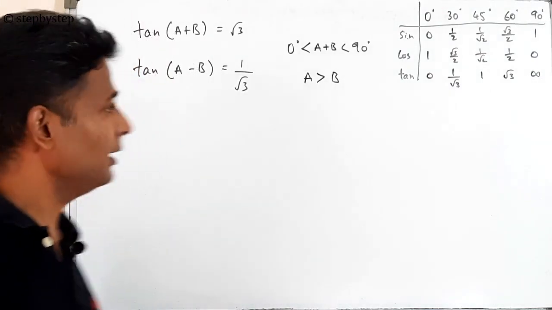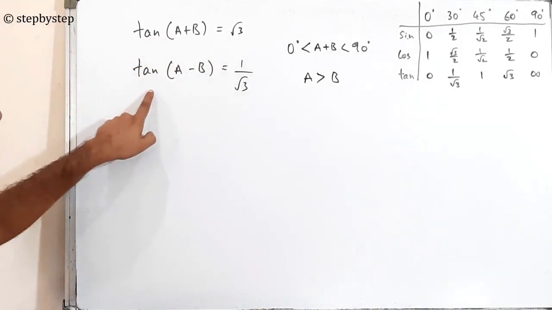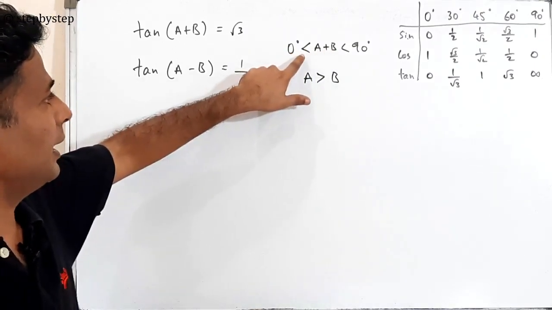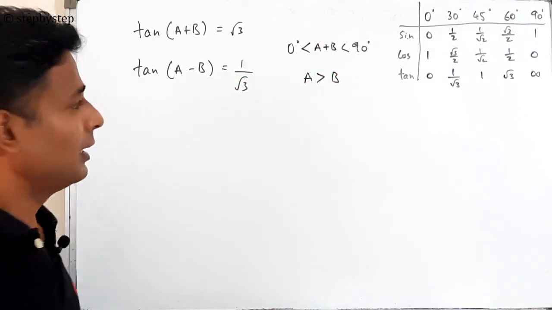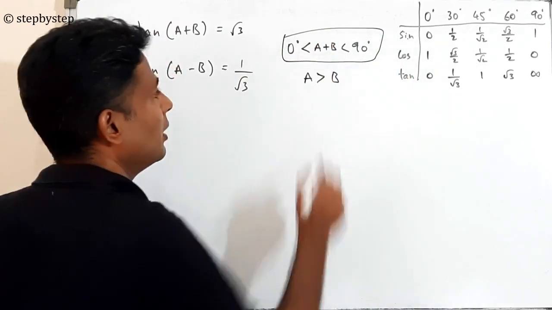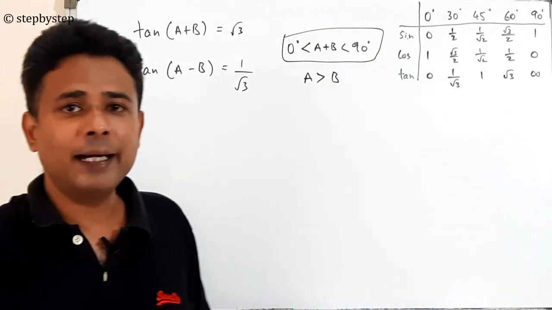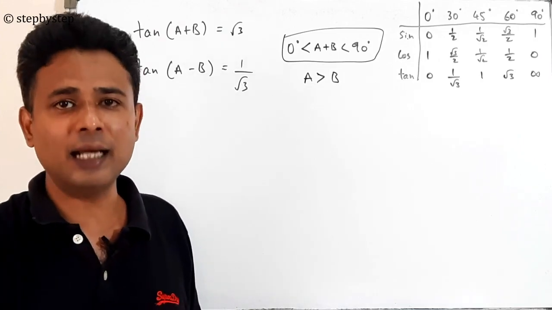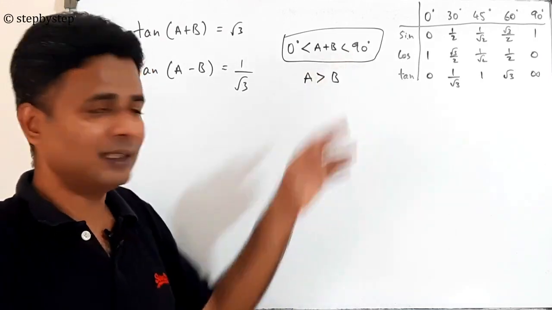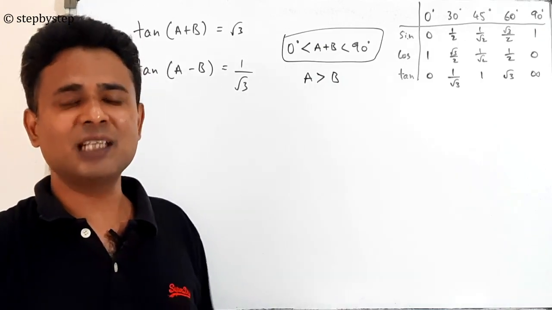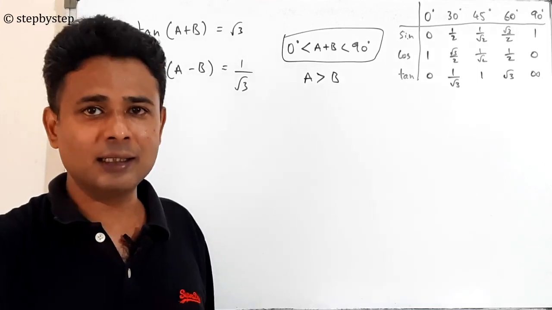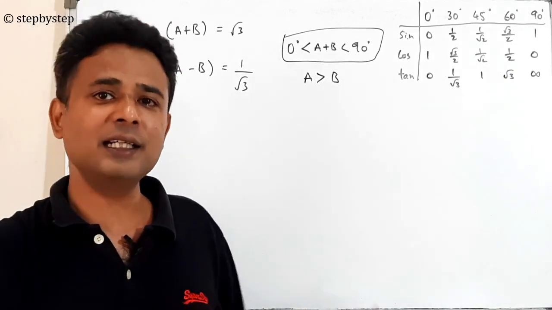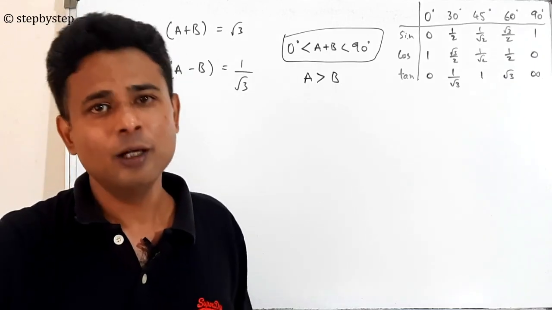Alright guys, now the third question. They have said if tan (a plus b) is root 3 and tan (a minus b) is 1 by root 3, and the condition they have given is a plus b is greater than 0, less than 90, and a is greater than b. Now as far as this condition is concerned, you don't have to worry, because like I said, your entire trigonometry syllabus is limited only up to 90 degree. You will not get angles which are greater than 90 degree. So in some questions you will see between 0 and 90, or in some questions you will see A and B are acute angles. Don't bother about them, because all they are telling you is the angles cannot be greater than 90. It is from 0 to 90 degree only.